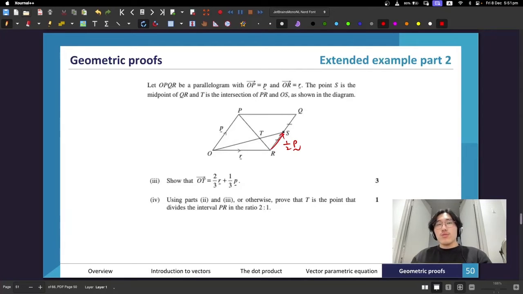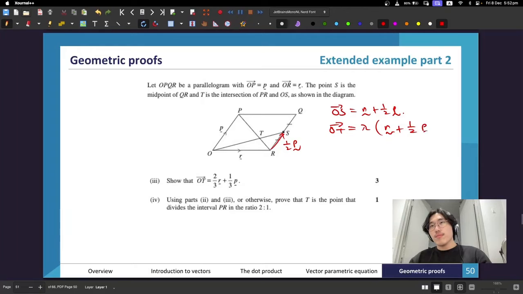So you know that OS equals R plus half P. That means OT has to equal some scalar multiple of that. Yep, that's got lambda 1. And how else could we define OT?